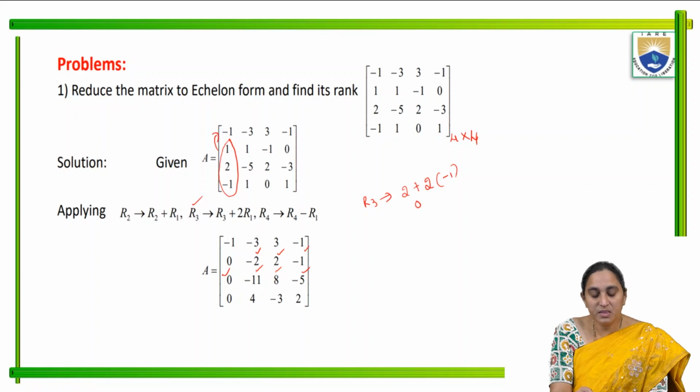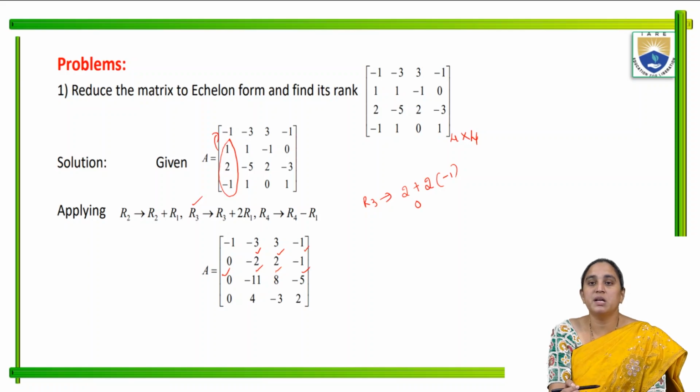Next, R4. I'll make the R4 first element 0. Already I explained. What about the remaining ones? Observe here. 1 minus of minus 3. 1 minus of minus 3 means what? That is 1 plus 3, that is equal to 4. Next 0 minus 3, that is -3. And next 1 minus of minus 1, that is 1 plus 1 as 2.